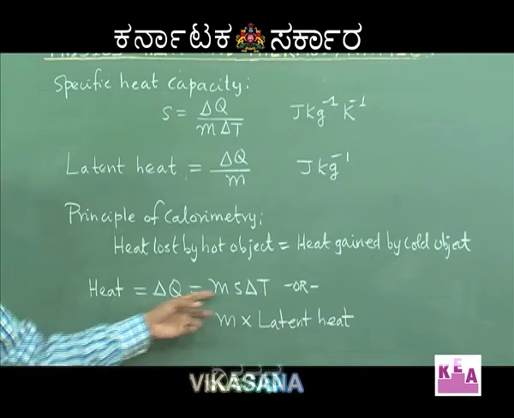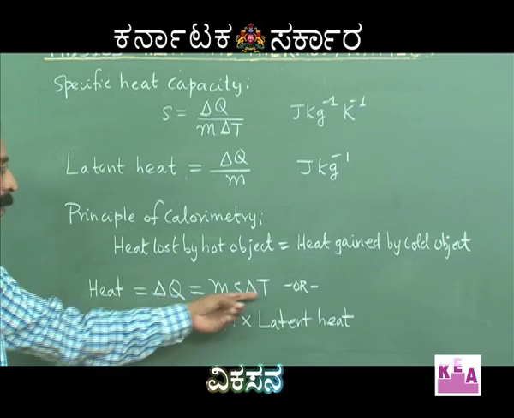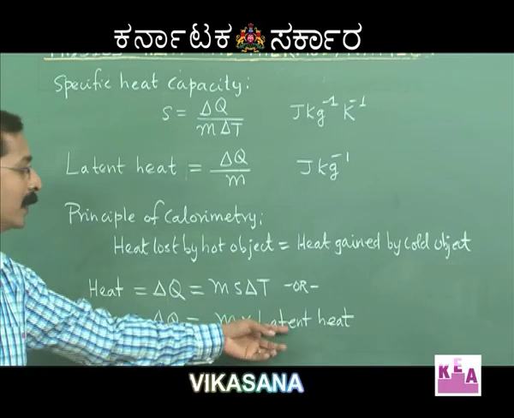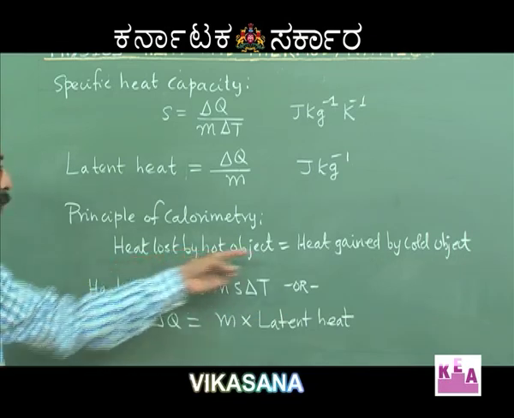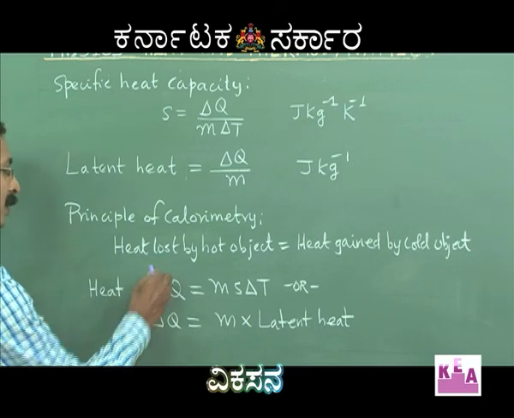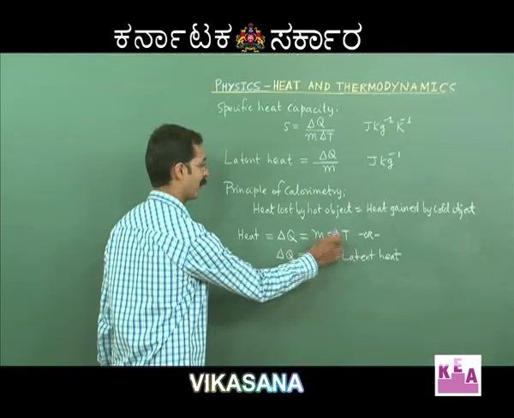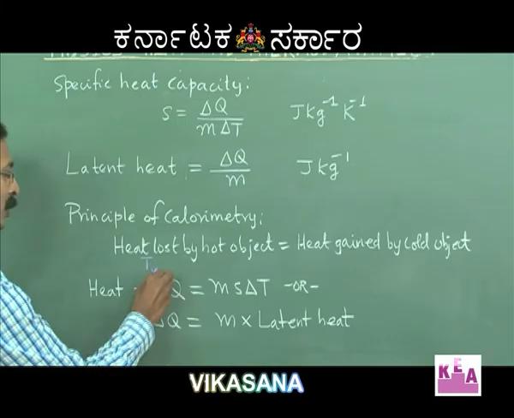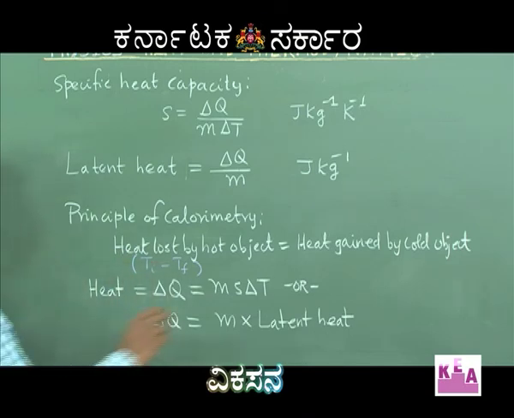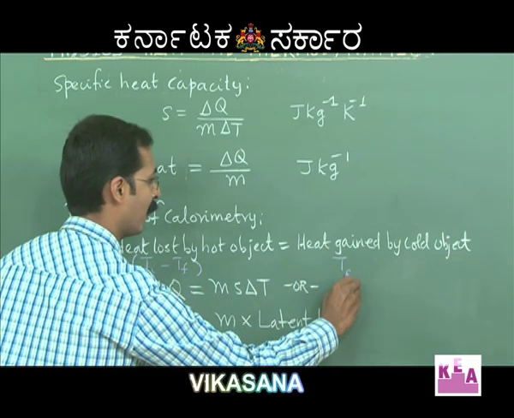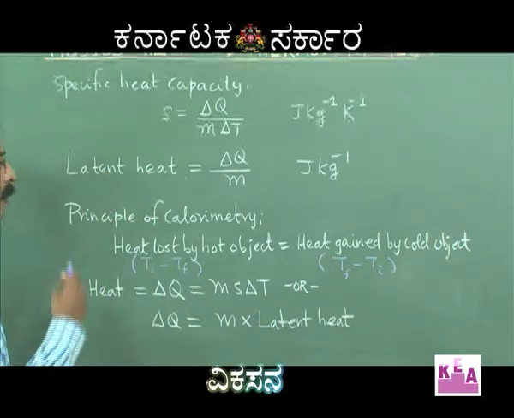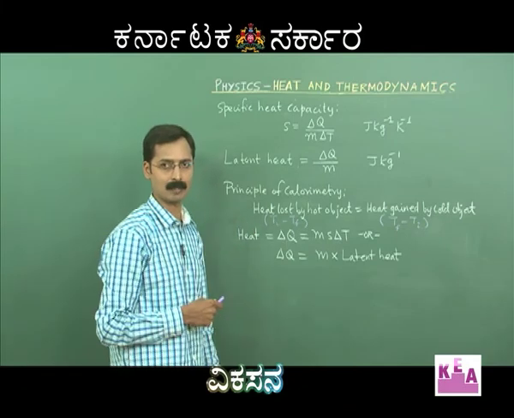Whenever there is a difference in temperatures, I use the formula delta Q is equal to m s delta T. Whenever there is a change in state, I have to use delta Q is equal to m into latent heat. These formulae may be used here. Another point to be noted is that whenever we calculate heat lost, the temperature difference is T initial minus T final. In the case of heat gained, I have to use T final minus T initial. Now, we will solve a problem on the principle of calorimetry using these ideas.